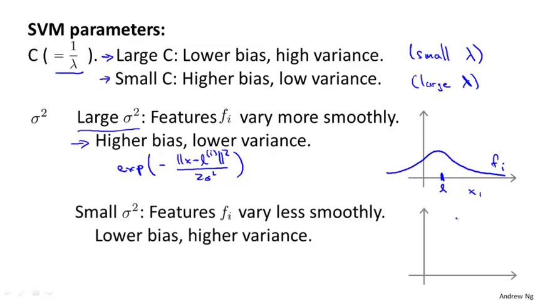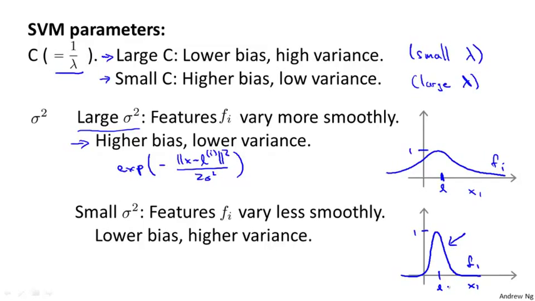In contrast, if sigma squared was small, then given that landmark and my one feature x1, my Gaussian kernel, my similarity function, will vary more abruptly. In both cases it peaks at 1. And so if sigma squared is small, then my features vary less smoothly. They just have higher slopes, higher derivatives here. Using this, you end up fitting hypotheses of lower bias, and you can have higher variance. And if you look at this week's programming exercise, you actually get to play around with some of these ideas yourself and see these effects yourself.